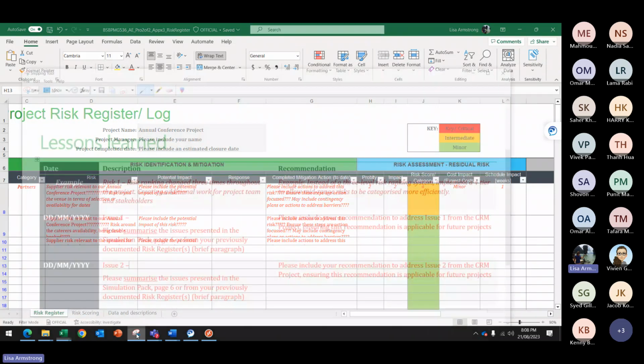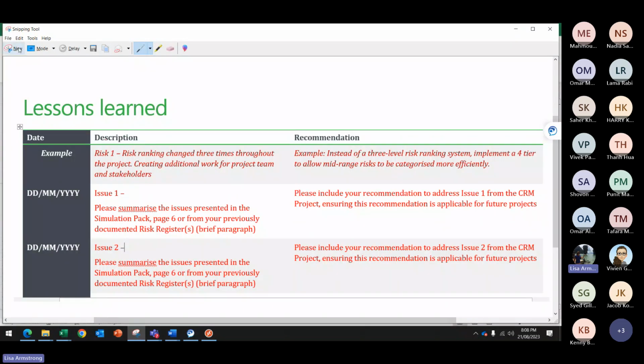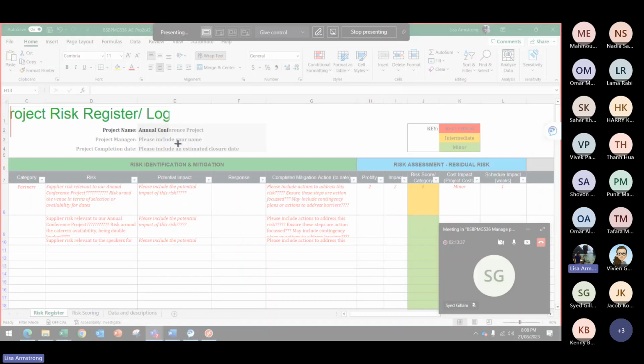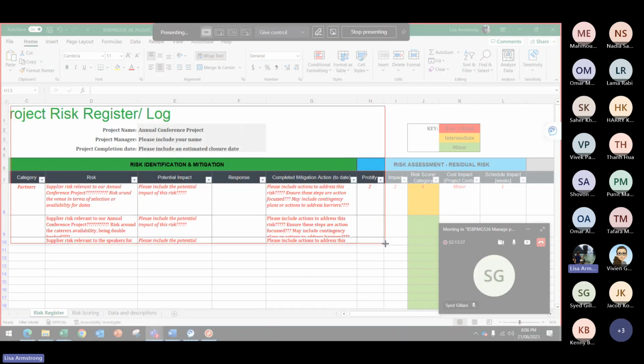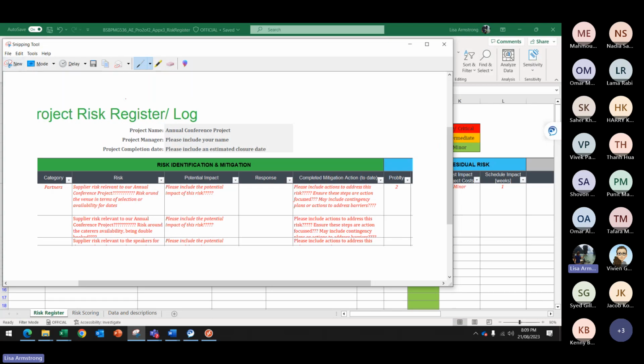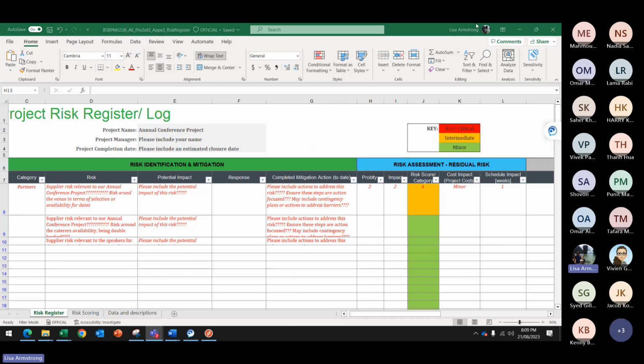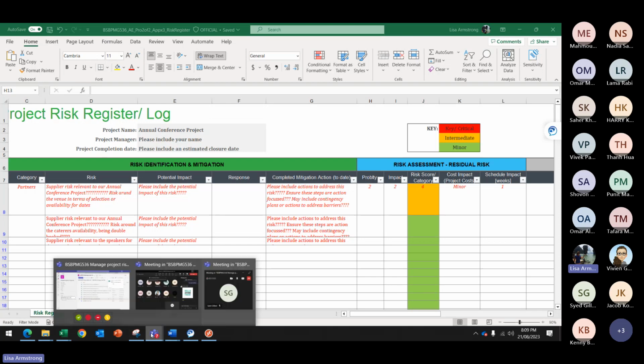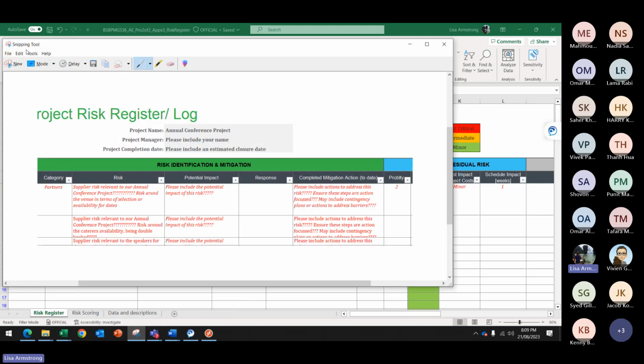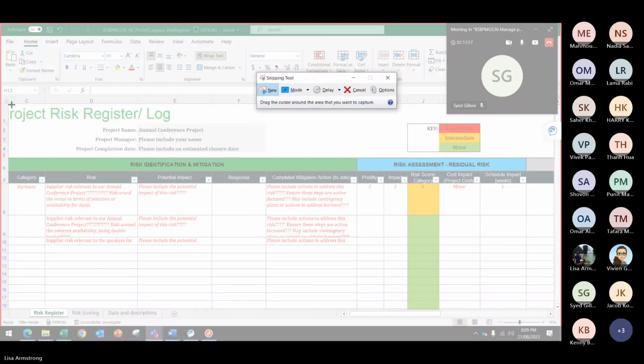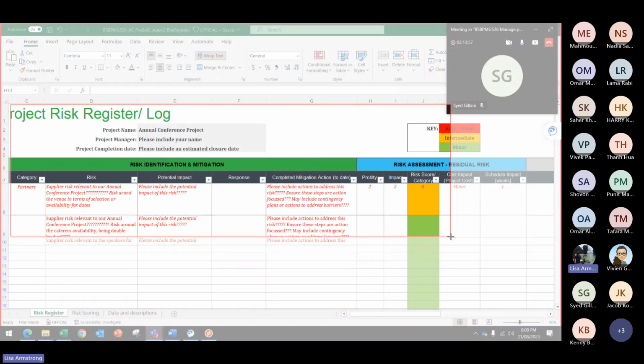As always, you guys can upload it as a separate file, you can. Alternately, if you want to screenshot it into your project assessment document, you can. Let's grab that. Excuse me.